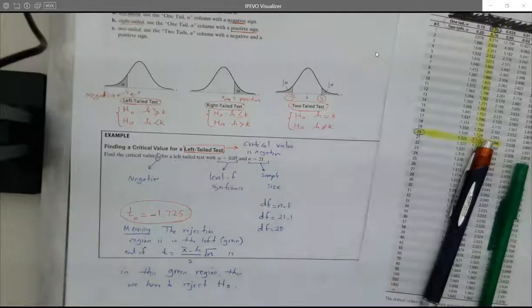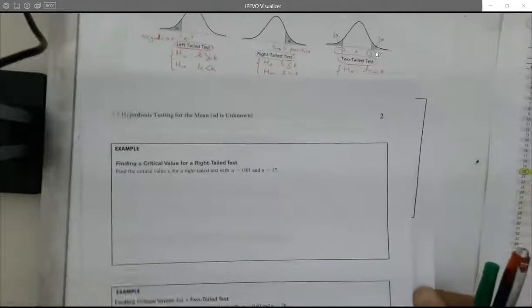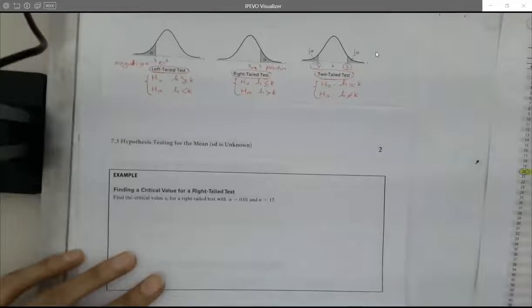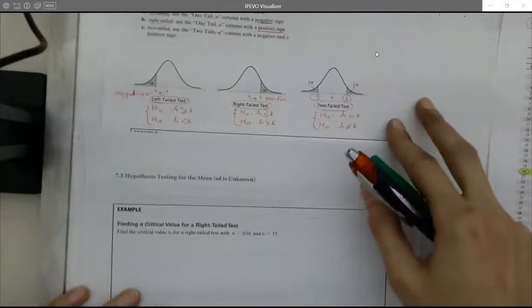So I'm going to put this one away. I'm going to keep this one so you can see and you can compare. We are on page 2.